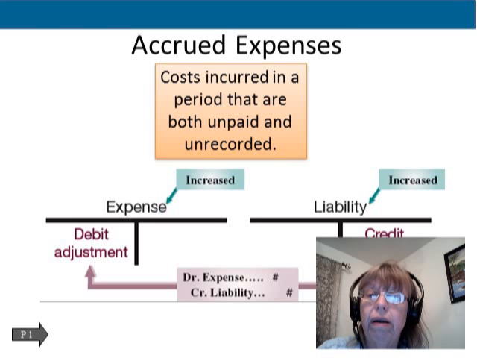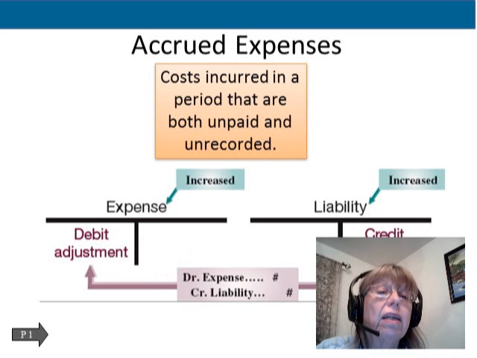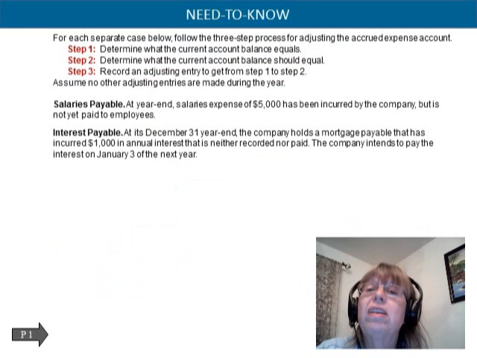Accruals are the other side of deferrals. Accrued expenses are costs incurred in a period that are both unpaid and unrecorded. So let's look at some examples of them. The expense increases, the liability increases. Let's look at a couple and they'll make more sense.